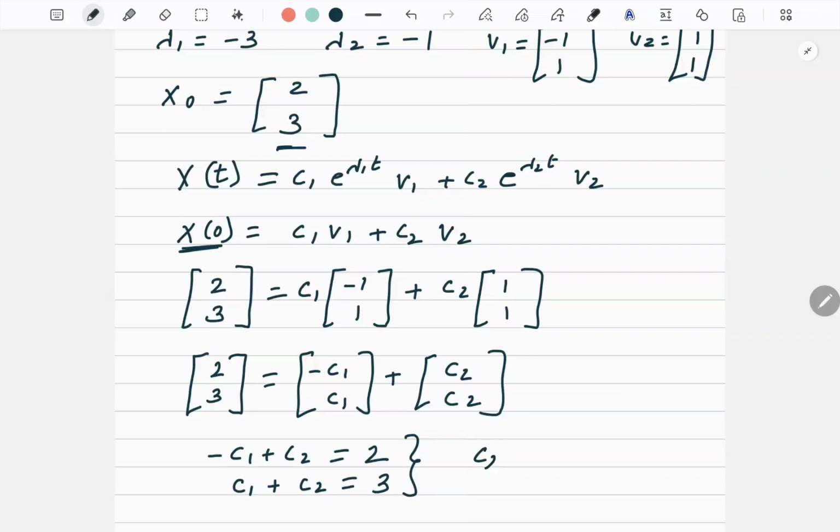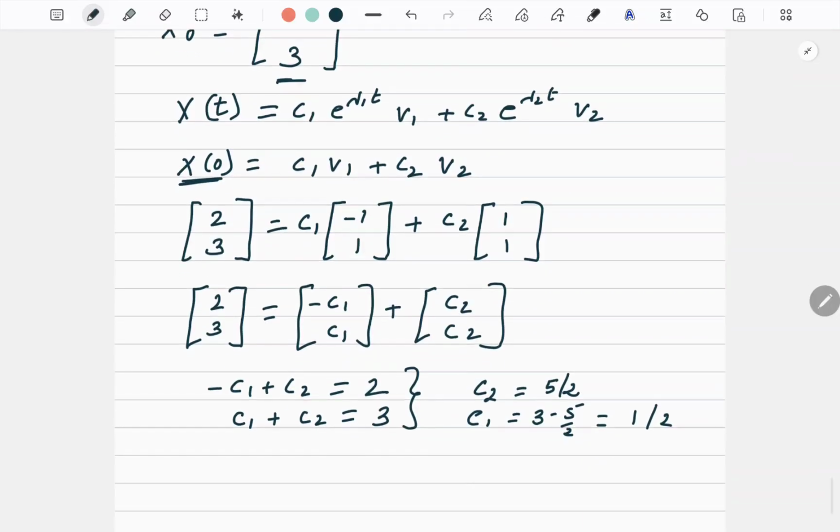If you add these two equations, you will get 2C2 is equal to 5. So C2 is equal to 5 by 2. Now substitute C2 is equal to 5 by 2 here. So C1 is equal to 3 minus 5 by 2, that is equal to 1 by 2. Correct? Okay, so I got the value of C1 and C2.